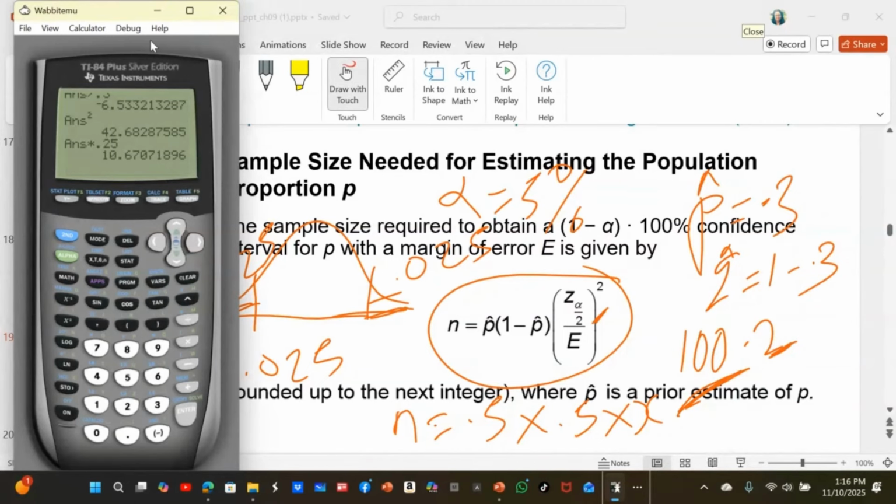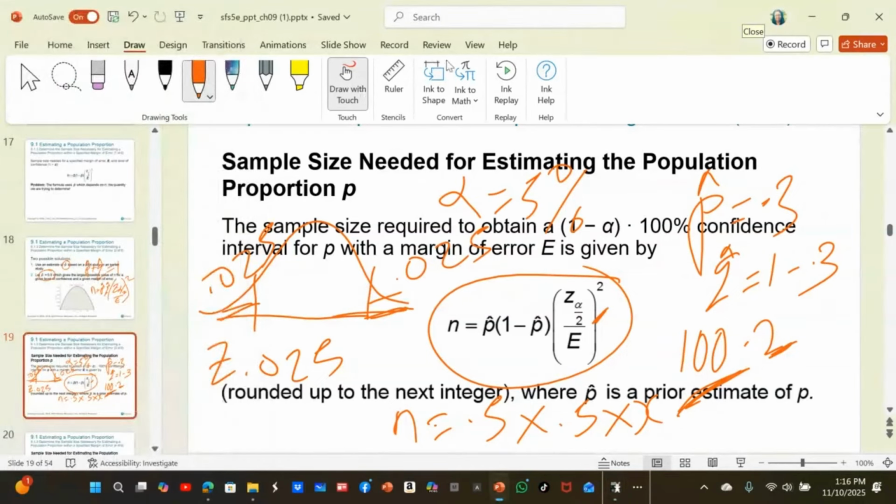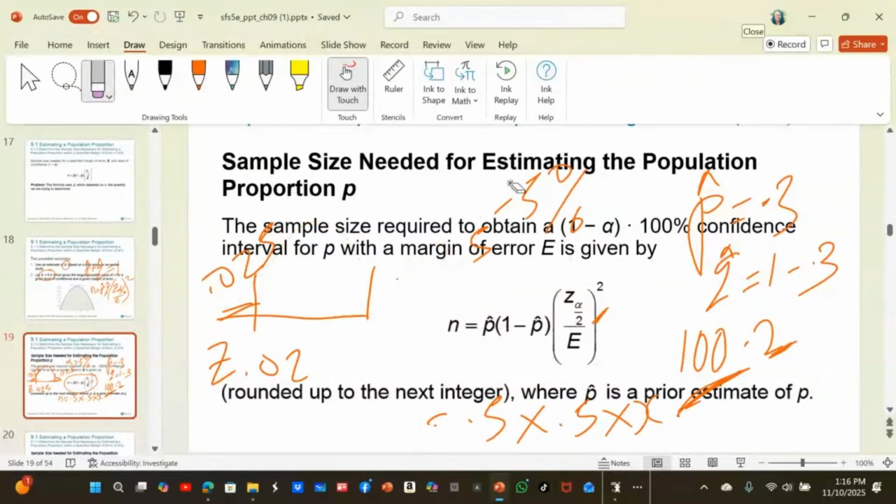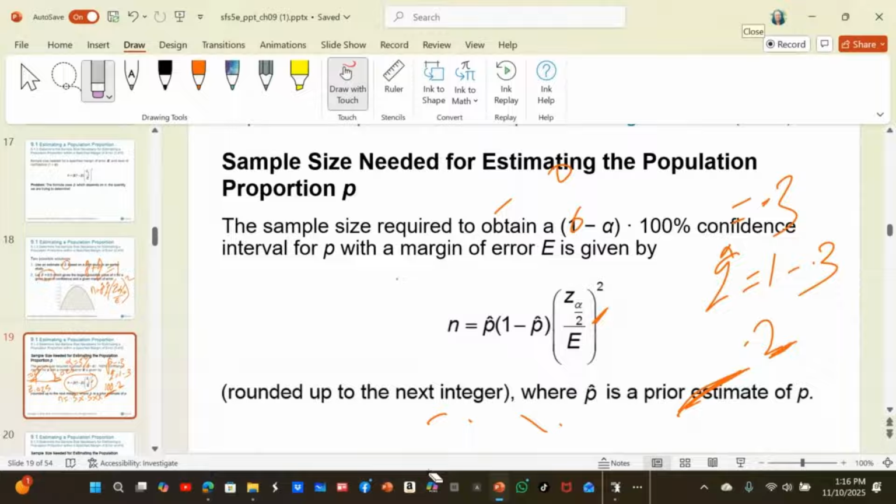So that's one calculation. Whenever we are told to calculate the sample size, we have to make sure we know p hat. If we don't know p hat, we shall assume that p hat is equal to q hat. So if p hat is equal to q hat, then both of them are 0.5. And so we go with that.